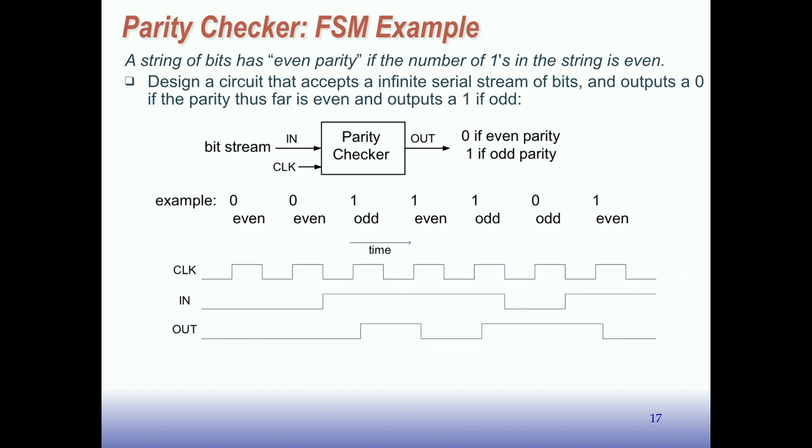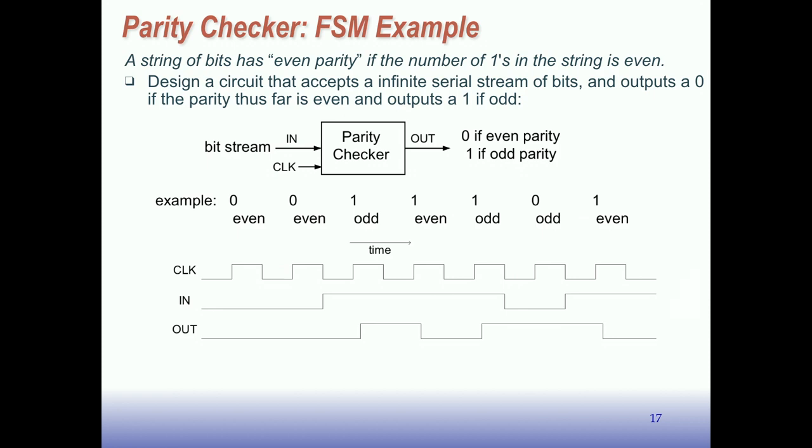Okay. So we're going to design a circuit that takes an infinite serial stream of bits and outputs a 0 if the parity thus far is even, and outputs a 1 if the parity is odd. Right? So it will be changing its output according to how many ones it has seen. Right? So here's an example string. Time is moving to the right. We put in a 0, and then a 0, then a 1, then a 1, then a 1.